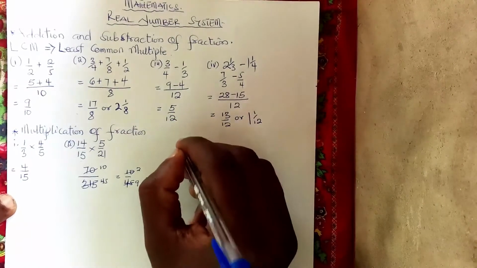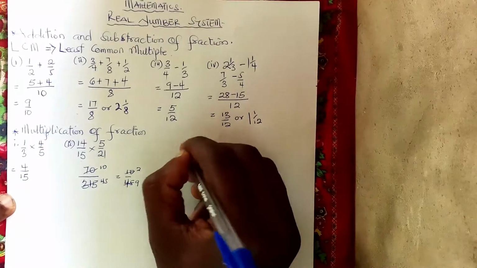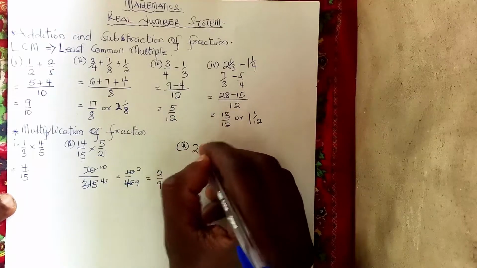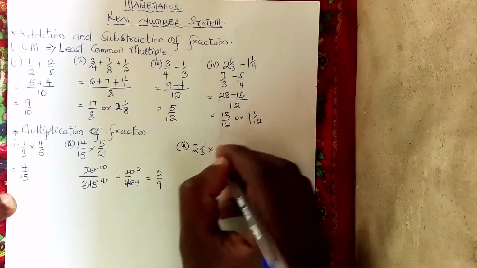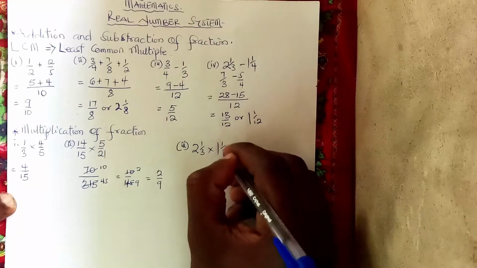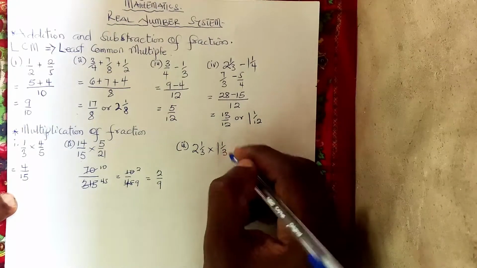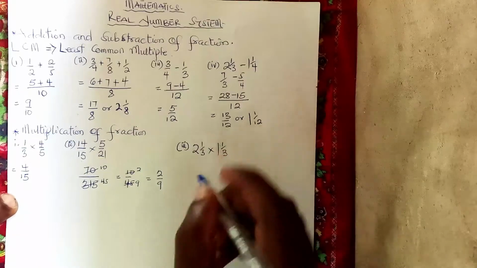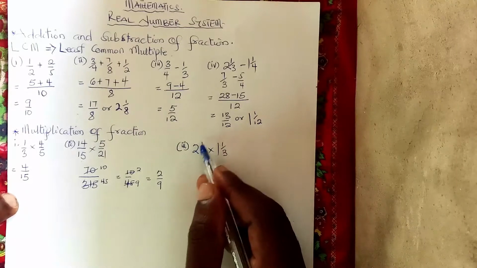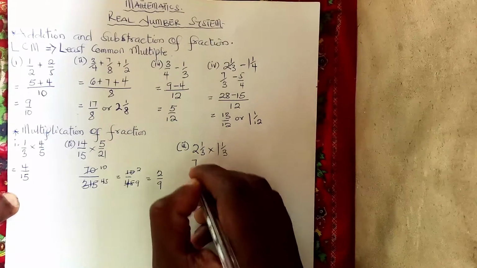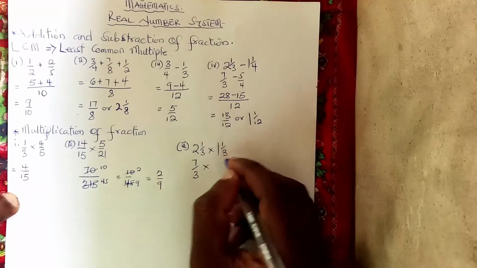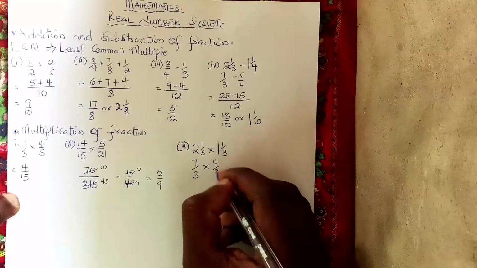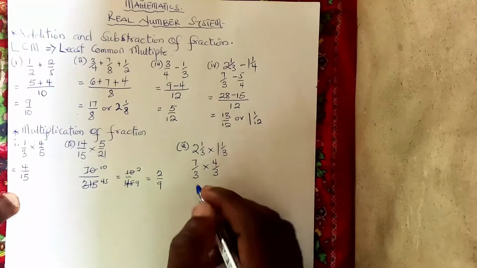Last example on multiplication of fractions. We have 2 whole number 1/3 by 1 whole number 1/3. You have to first change it into an improper fraction, then we multiply it. So 3 times 2 gives us 6 plus 1, we have 7 on 3. By 3 times 1 gives us 3, plus 1, so 4 on 3.